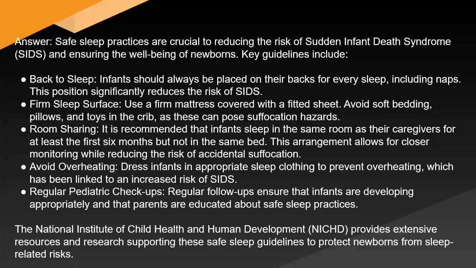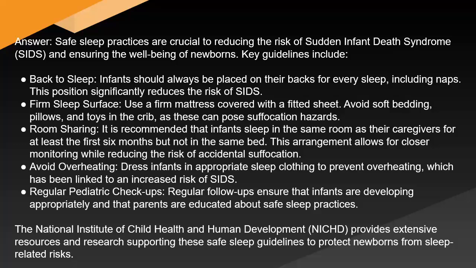Avoid soft bedding, pillows, and toys in the crib, as these pose suffocation hazards. Room sharing. It is recommended that infants sleep in the same room as their caregivers for at least the first 6 months, but not in the same bed. This arrangement allows for closer monitoring while reducing the risk of accidental suffocation.